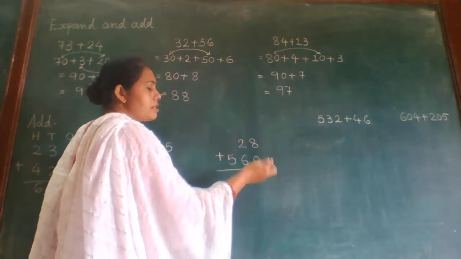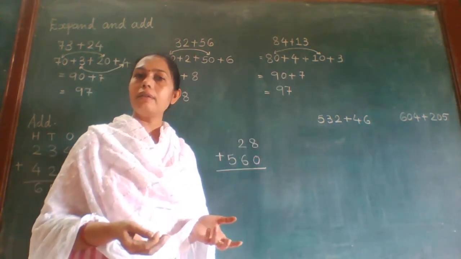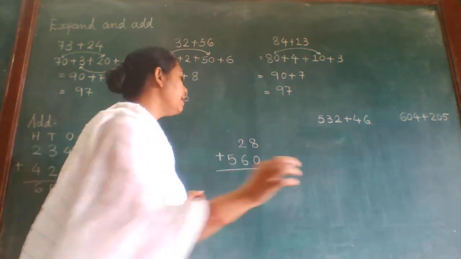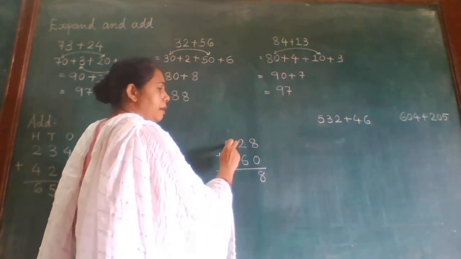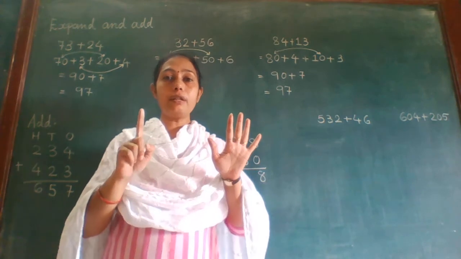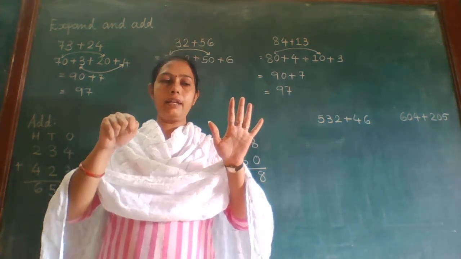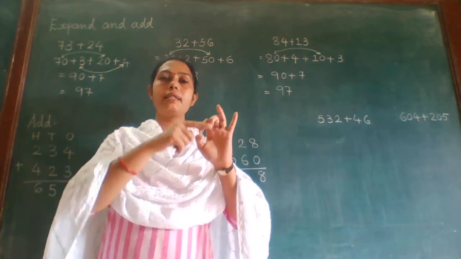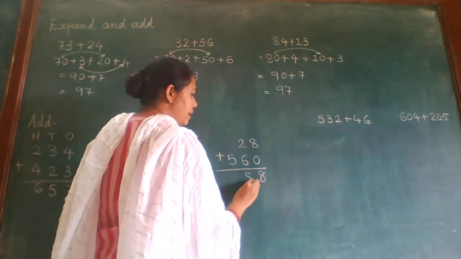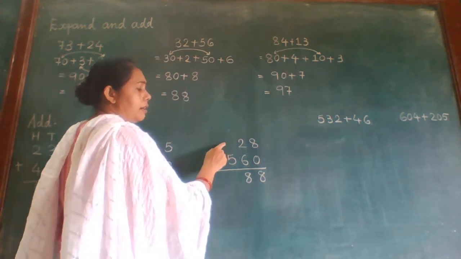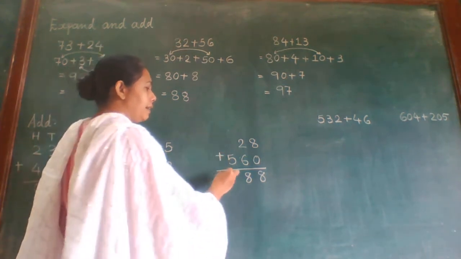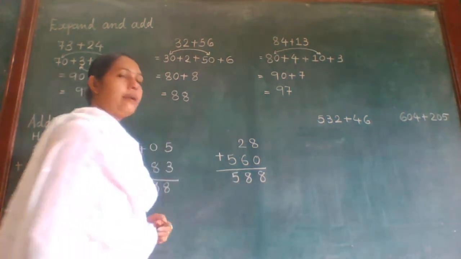Now 8 plus 0. 8 is there and we have 0, means nothing. We do not have to add anything. We get only 8. 2 plus 6. 2 keep in your mind. Take 6 fingers. After 2 count. After 2, 3, 4, 5, 6, 7, 8. So 2 plus 6 is equal to 8. And here nothing on hundreds place. 0 is there. So we do not have to add anything. Here it is 5 only.